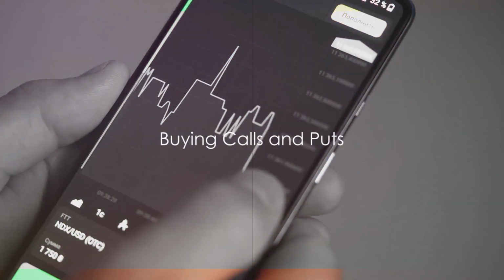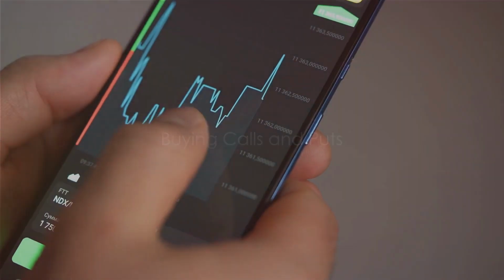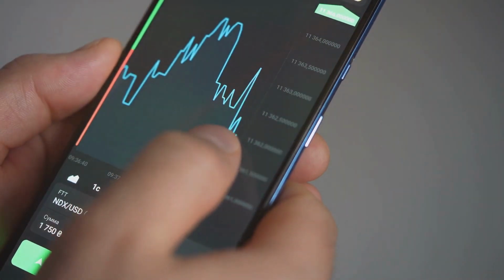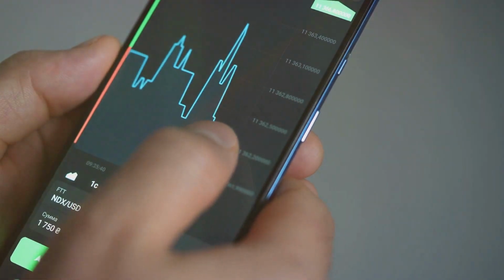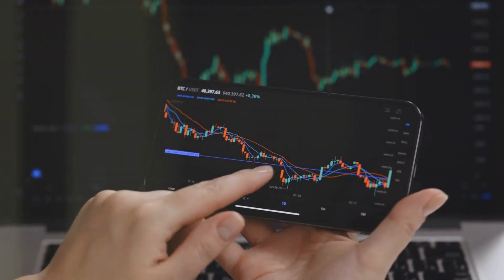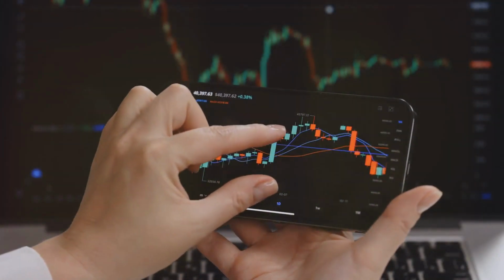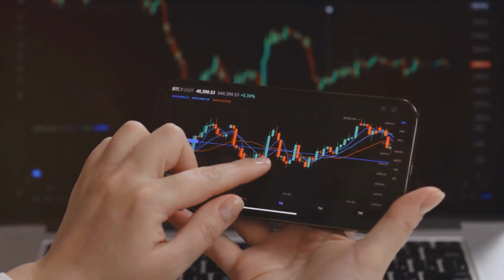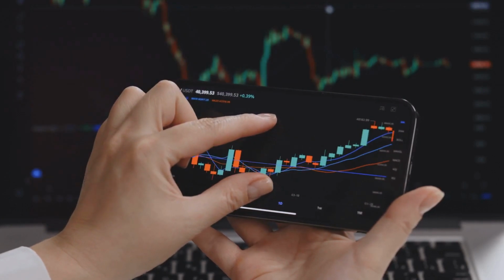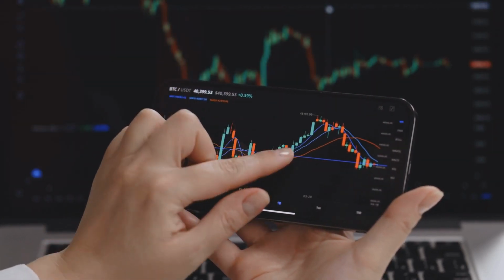Now, let's talk about 2 basic option strategies: buying calls and buying puts. When you buy a call option, you're essentially taking a bullish stance. You believe the price of the underlying asset will rise before the option's expiration date. If that happens, you have the right, but not the obligation, to buy the asset at the agreed-upon strike price, potentially selling it later for a profit.